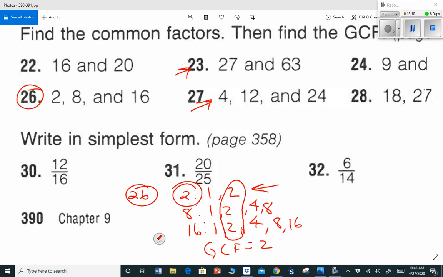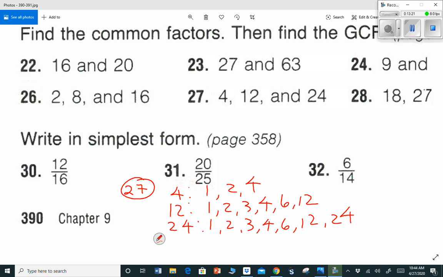Why don't you go ahead and do number 27, pause the video, list all the factors, and come back to check. Okay, here's number 27. The factors of 4 are 1, 2, and 4. The factors of 12 are 1, 2, 3, 4, 6, and 12. Factors of 24 are 1, 2, 3, 4, 6, 12, and 24. And the GCF is going to be 4.